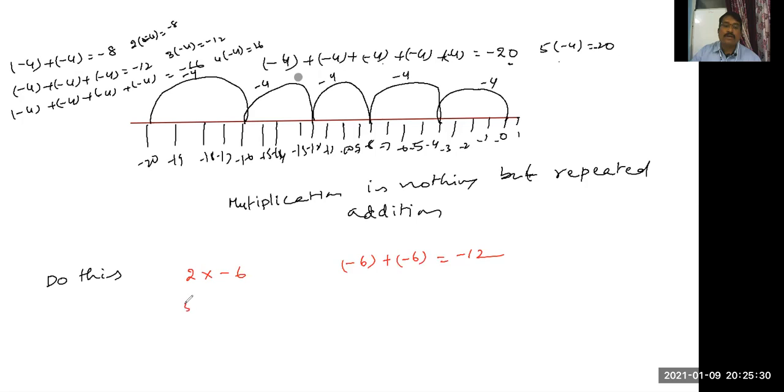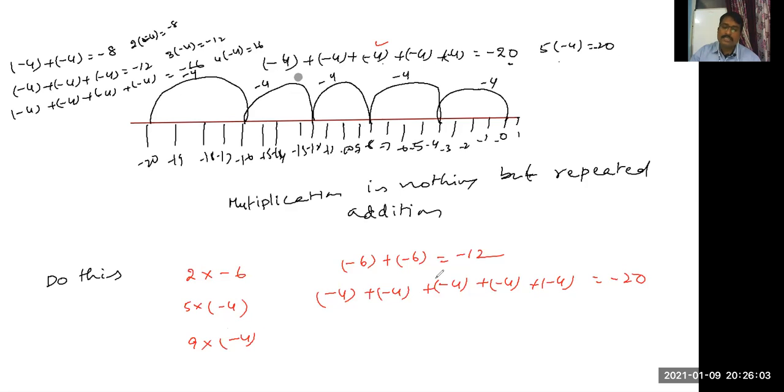5 into minus 4. Already we have done that. So 5 into minus 4 means minus 4 plus minus 4 plus minus 4 plus minus 4 plus minus 4. That is minus 20. Next, 9 into minus 4.